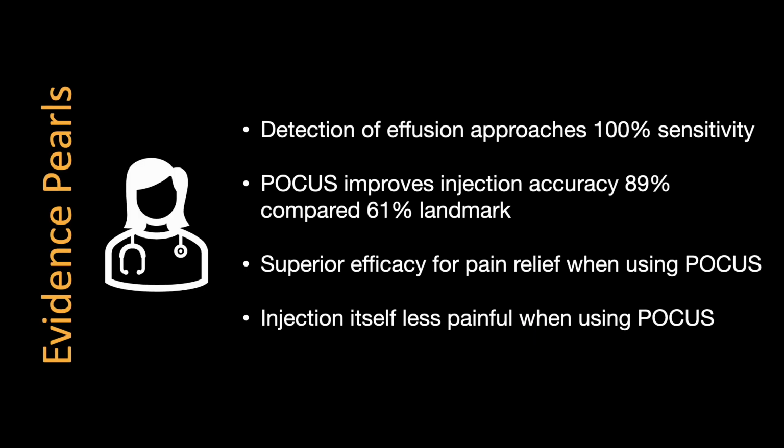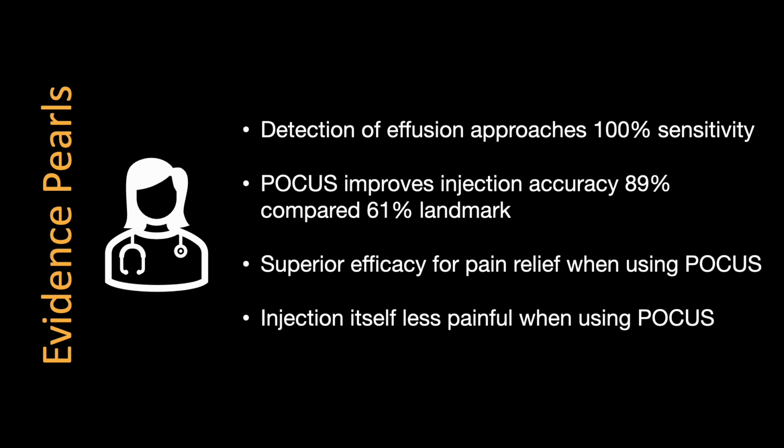A few pearls of evidence that I want you to know about: detection of effusion for the shoulder approaches 100% sensitivity. So if you're concerned that there could be a shoulder effusion, ultrasound is your investigation of choice for that. POCUS improves injection accuracy from 61% using a landmark approach to 89%. So it really should be the modality of choice, especially if you're not really comfortable with your landmark-guided injections.